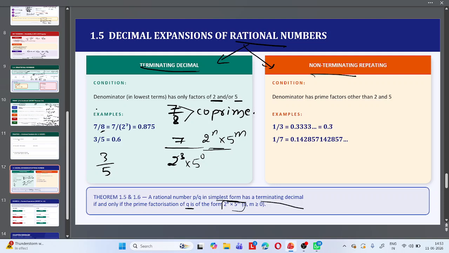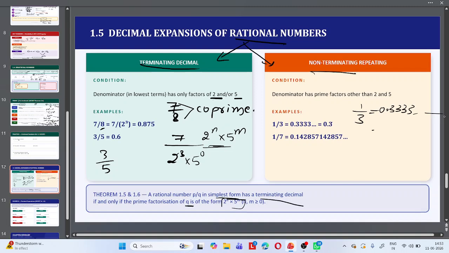Simple. Here we see 1 by 3. Here it is not 2 and 5 in the denominator. It is 3, a prime other than 2 and 5, so it is non-terminating. The decimal expansion for this is 0.33333, and it continues like this. You can write it as 0.3 with a bar. It is non-terminating, but it is repeating. This 3 is repeating. So this is a non-terminating repeating decimal.